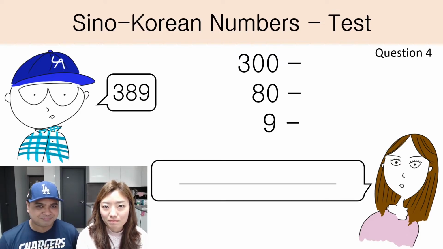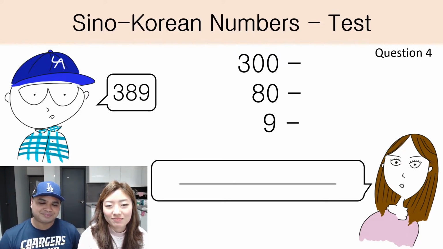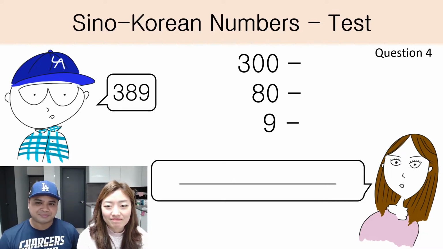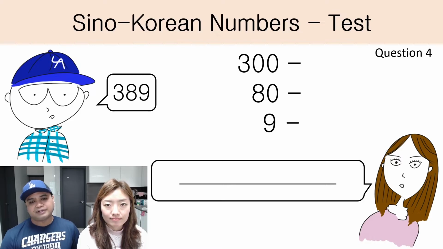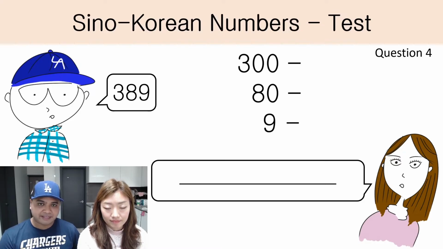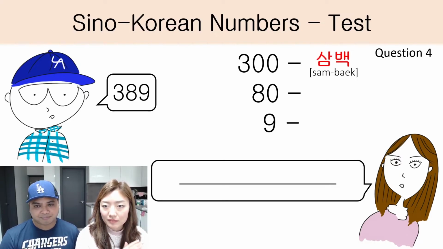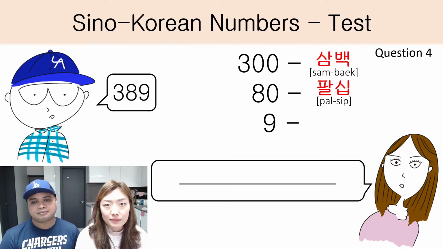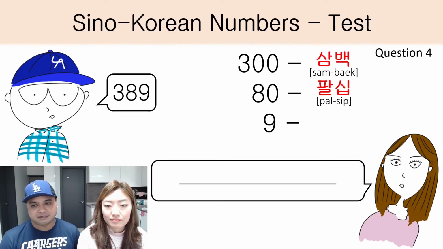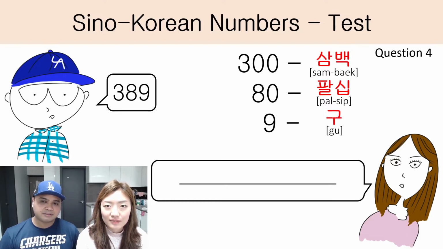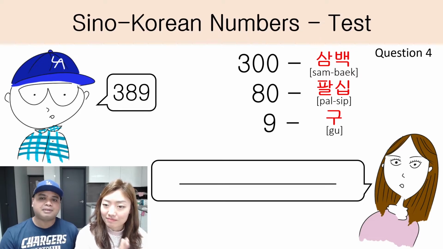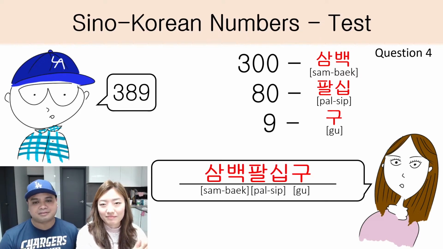Question number 4. 389. Okay, so we have 389. Of course, we're going to break this down. We need to say 300. We need to say 80 and then 9. To say 300, 300. 80, 80. And then 9, 9. All right, then you put them all together. You need to say 389.